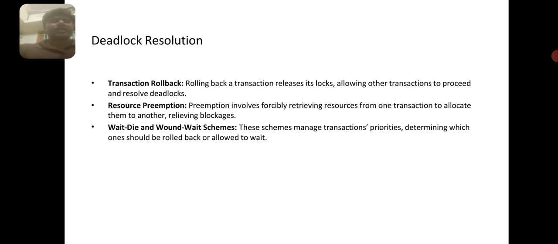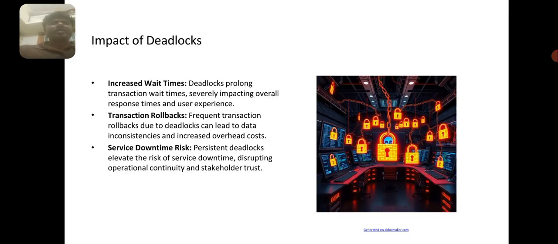Transaction rollback releases locks, allowing the transaction to proceed and resolving deadlocks. Resource preemption retrieves resources from one transaction to allocate to another, relieving the blockages. And wait-die or wound-wait schemes manage transaction priorities, determining which one should be rolled back or allowed to wait. The impact of deadlocks: increased wait times.